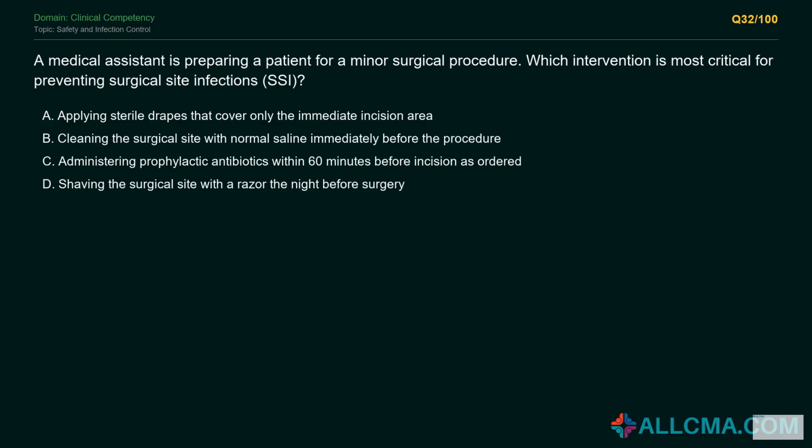Question 32. A medical assistant is preparing a patient for a minor surgical procedure. Which intervention is most critical for preventing surgical site infections, SSI? Option A. Applying sterile drapes that cover only the immediate incision area. Option B. Cleaning the surgical site with normal saline immediately before the procedure.